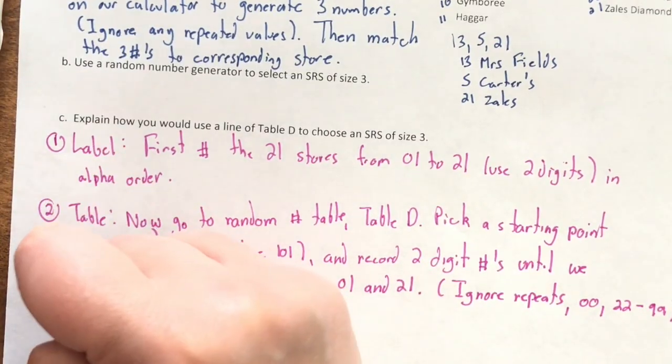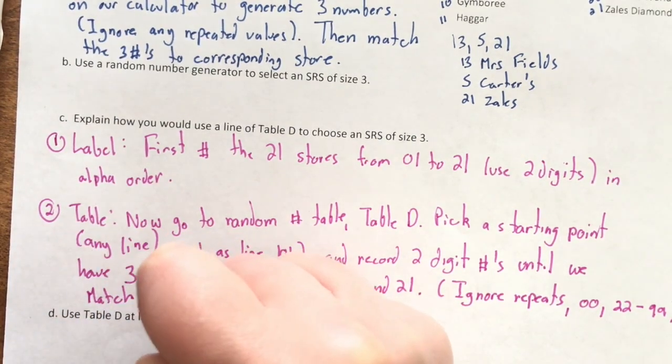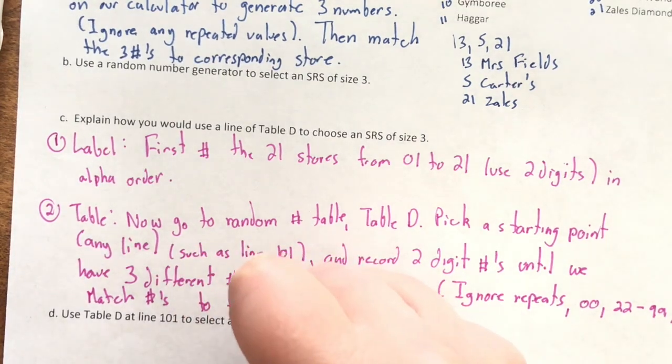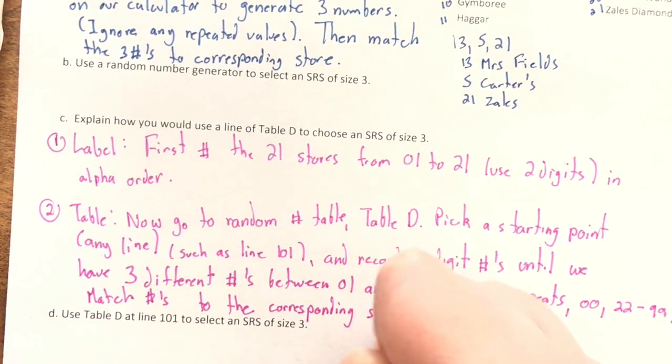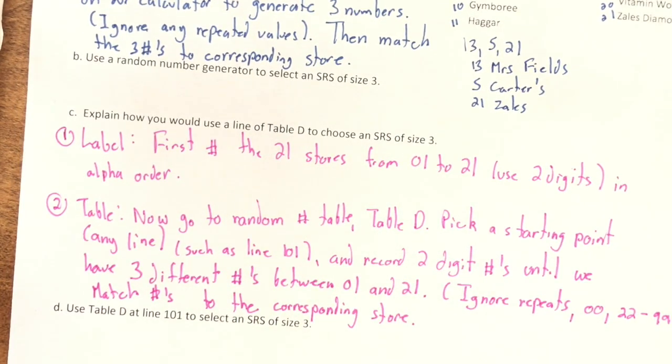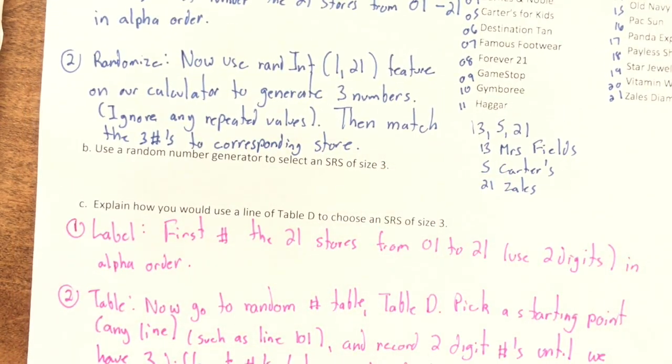Then you're going to tell me that you're going to match the numbers to the corresponding store. Now, although you may think, I know how to do this, I could just go ahead and do it, it is important that you explain it. That is part of the process. It will be expected on tests and quizzes, as well as your homework, as well as the AP test. When they ask you to explain, you must explain the labeling and you must explain the randomization, how you're going to do it on a table, just like this, or when you randomize using the technology.